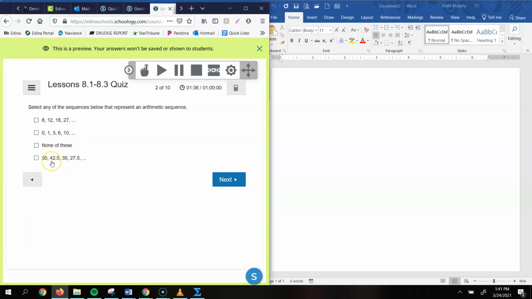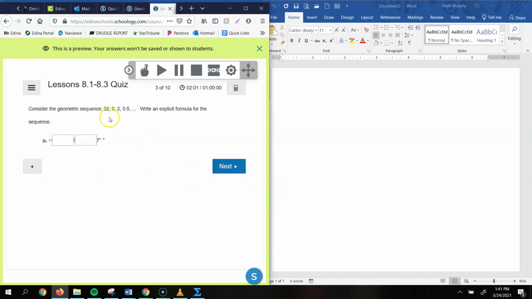So lastly, going from 50 to 42.5, what's happening there is I'm subtracting 7.5. Well, if I take 42.5 and subtract 7.5 again, I get 35. And if I take 35 minus 7.5, guess what? I get 27.5. So that tells me that this last one is an arithmetic sequence.